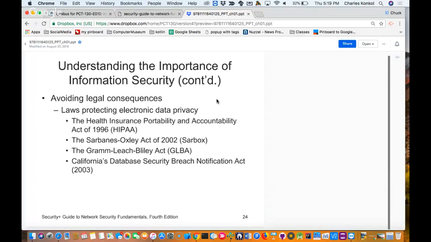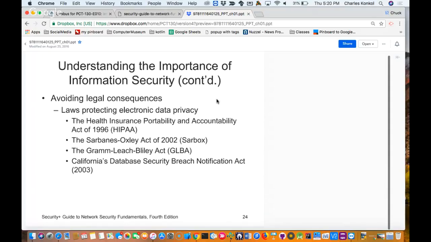Laws protecting against your data privacy. We have the Health Insurance Portability and Accountability Act, HIPAA, that helps you keep your medical data private at OSF or wherever you have medical data. It's been around since 1996.